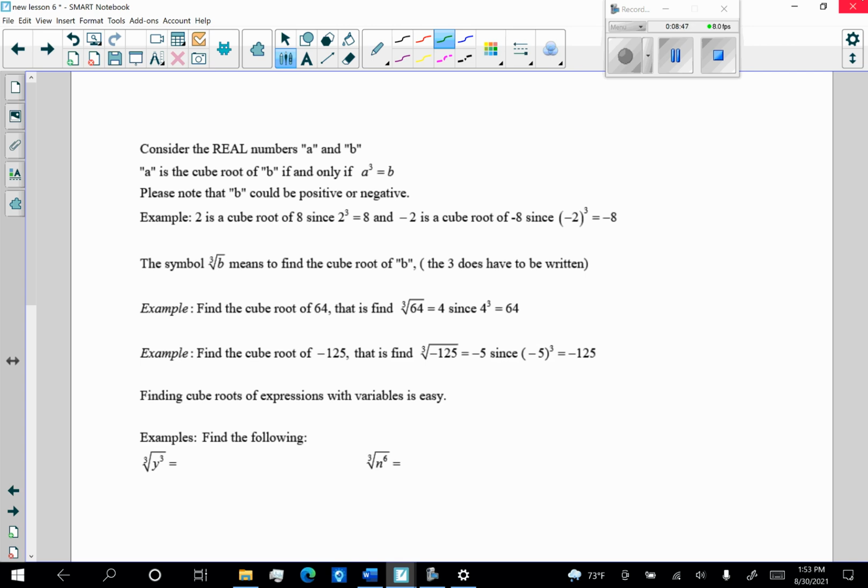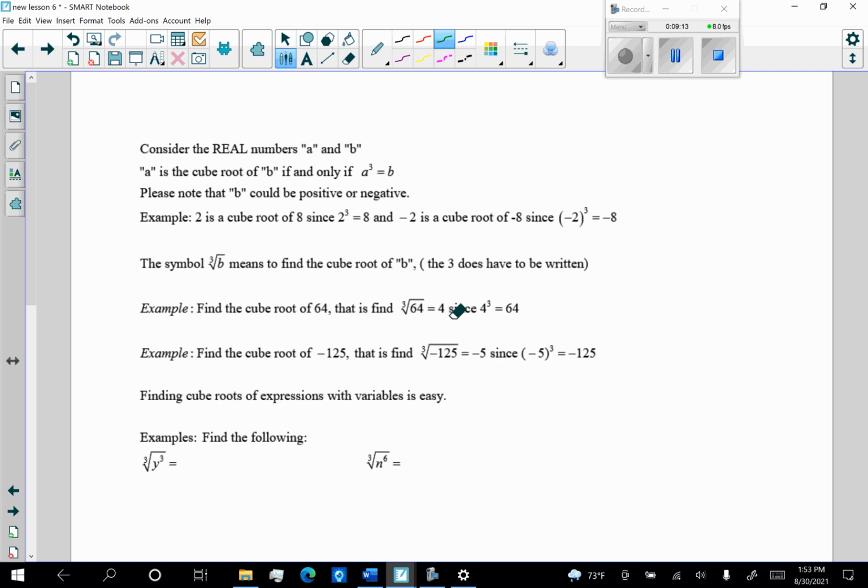2 is the cube root of 8 since 2 cubed is 8. Negative 2 is the cube root of negative 8 since negative 2 cubed is negative 8. The symbol cube root of b means to find the cube root of b. The 3 does have to be written. Example, find the cube root of 64, which is equal to 4.